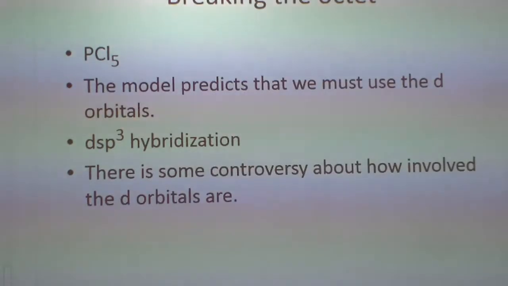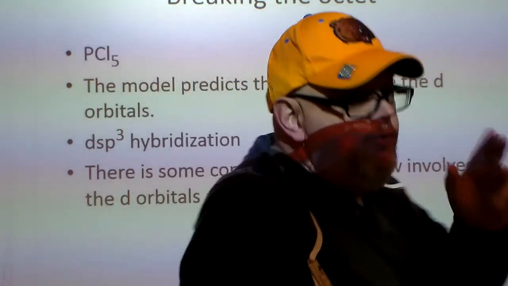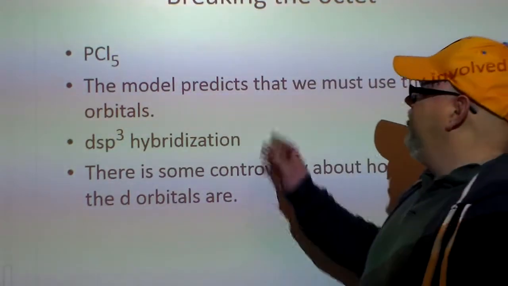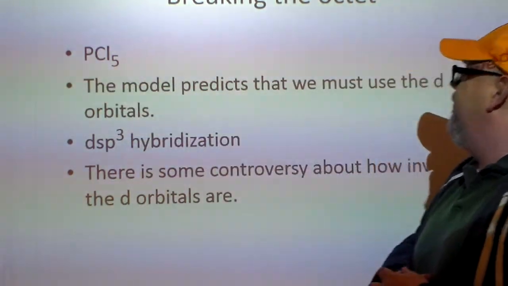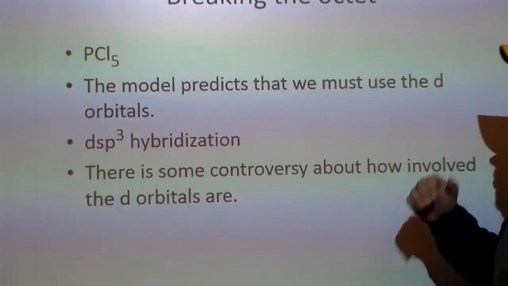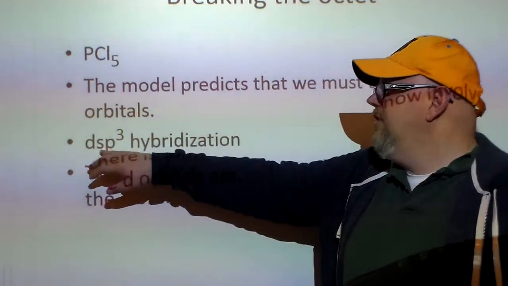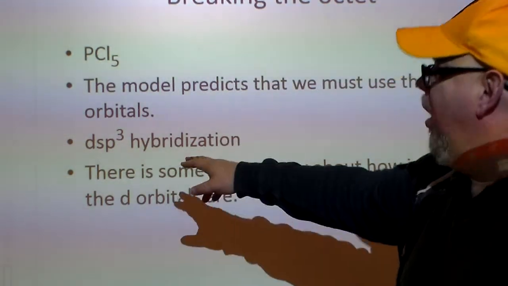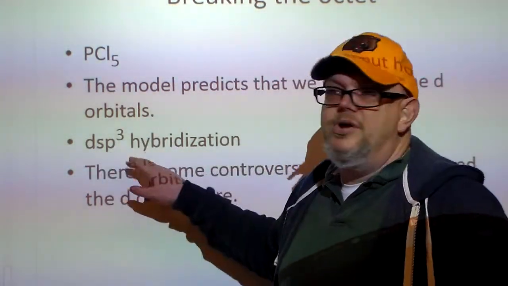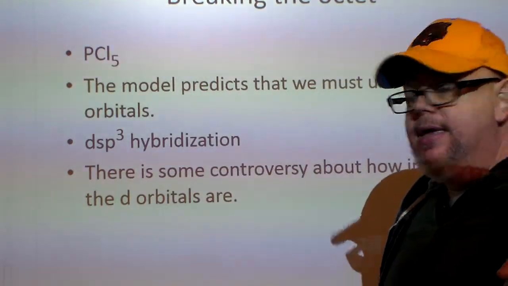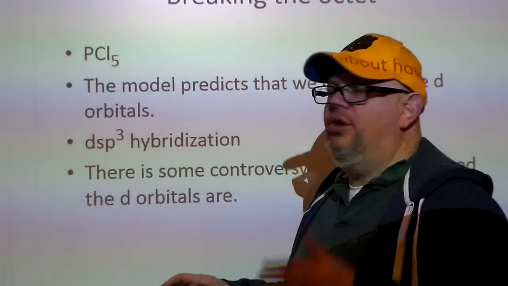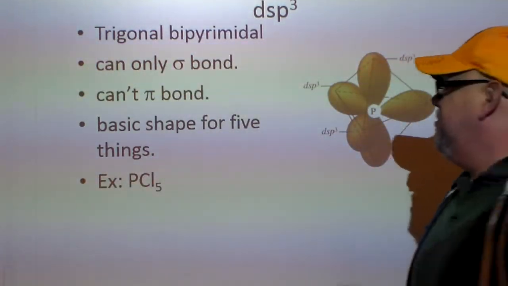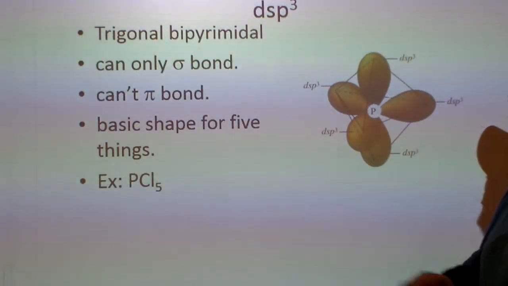My time is running short. Breaking the octet. You've heard me talk about breaking the octet before. Now, I've got to point out something like PCl5. It predicts we have to use the d orbitals, and that's where you get the dsp3 hybridization. Just get an idea that it's a hybridization of the s, the p, and the d. It's still controversial. They're not making a big deal about it in the science community. I wouldn't worry about that too much.